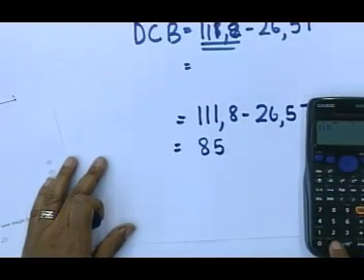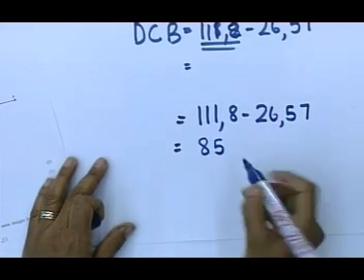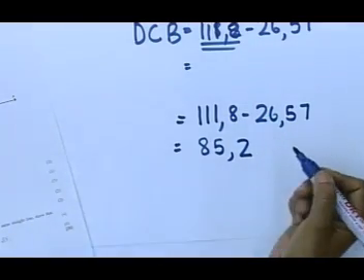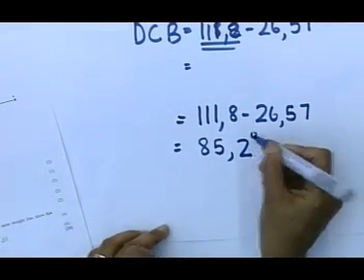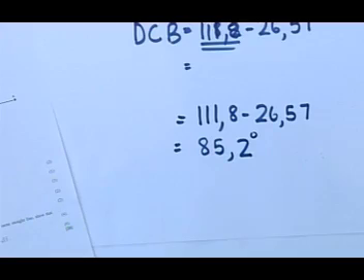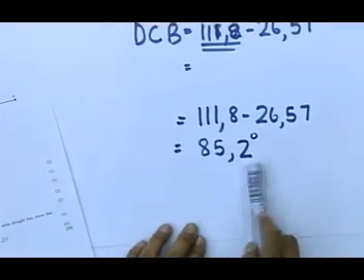111. Let me just punch this in correctly. Minus 26.57. I think you get it before me. There we have it. 85,2 degrees. At last, we have the angle DCB. 85,2. Remember, I made a mistake.